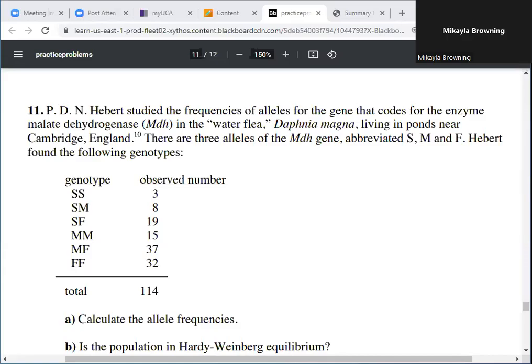So we're back, and here's one last practice problem that I want to work. This was a study of allele frequencies for a gene that codes for an enzyme called malate dehydrogenase in a small freshwater crustacean called the water flea Daphnia, which you might have seen in earlier classes.